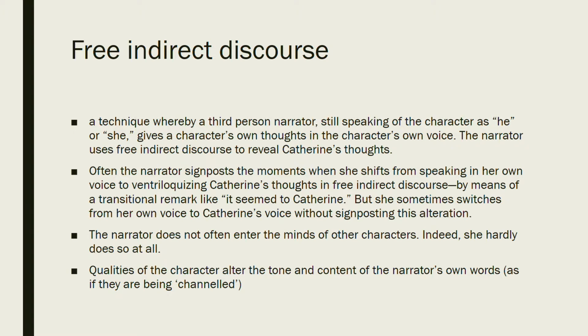The narrator signposts the moments when she shifts from speaking in her own voice to ventriloquising Catherine's thoughts in this style of free and direct discourse. Here we have a sort of transitional remark that signposts when this is happening. Something like, "it seemed to Catherine." But fairly often, she switches from her own voice to Catherine's voice without signposting that alteration. So that's when you end up with this ambiguity that I mentioned.